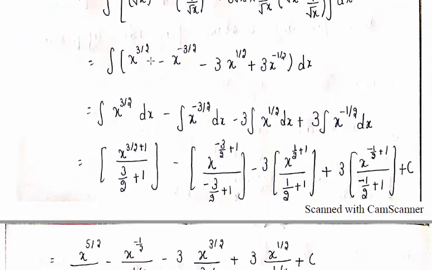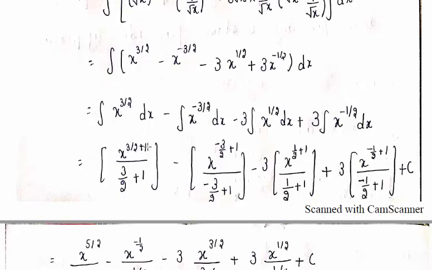Then this is the subtraction or addition of a number of functions. So this can be written as integration of x raised to power 3 by 2 minus integration of x raised to power minus 3 by 2 minus 3 times integration of x raised to power 1 by 2 plus 3 times integration of x raised to power minus 1 by 2. So here to solve the integration, we apply the formula: integration of x raised to power n is x raised to power n plus 1 over n plus 1.